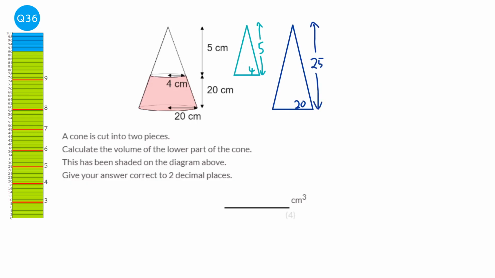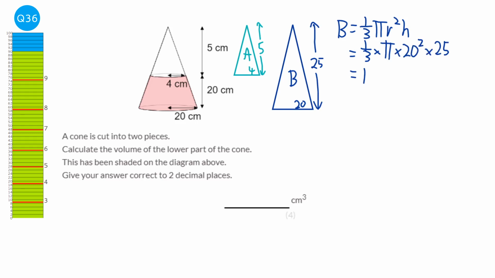So I'm just going to label them A and B. And so why don't we work out the volume for B first? And the formula for the volume of a cone is a third pi r squared h, with h being the perpendicular height. So it's a third times pi times 20 squared times 25, which is going to be 10,471.975, blah, blah, blah.